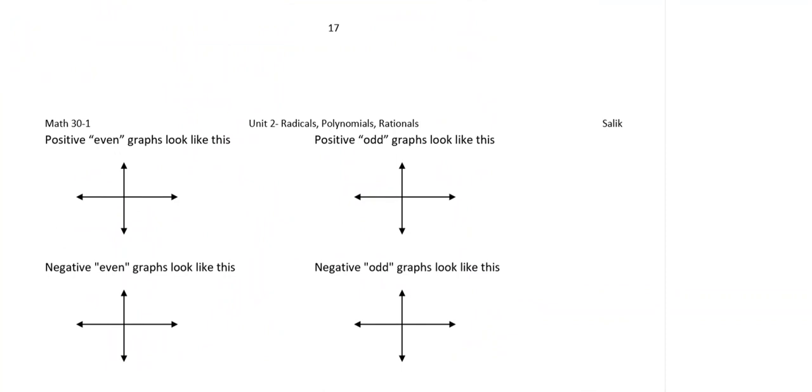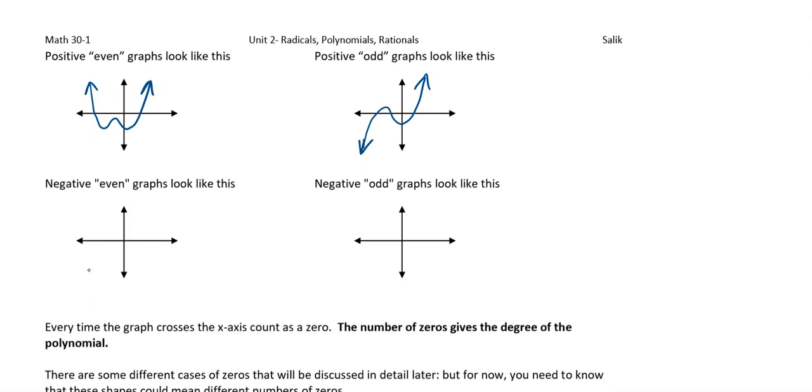So here, I'm going to pause it for a sec. Like this, where it's going to do a happy face type of thing. Odd graphs are going to do something like that with a squiggle. Negative even graphs would do something like that with a squiggle. And negative odd graphs would do that. And when I say even and odd, I'm talking about the degree of the polynomial, right?